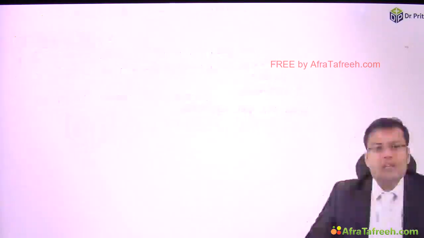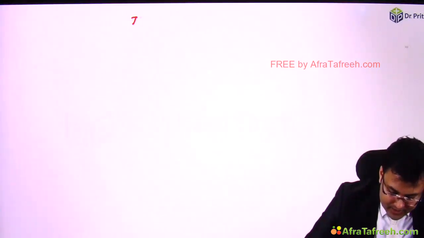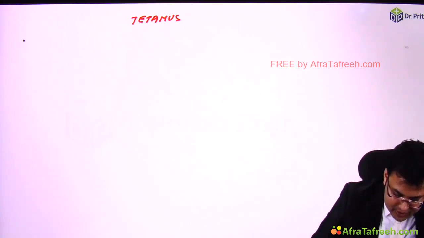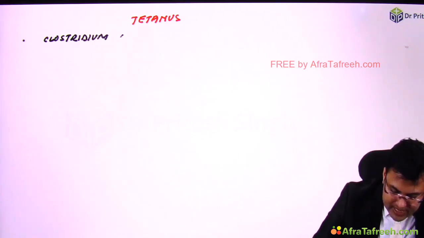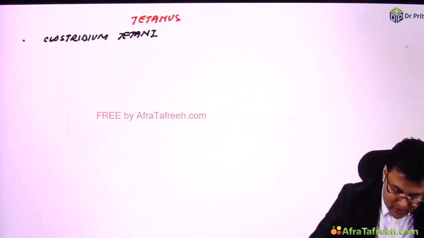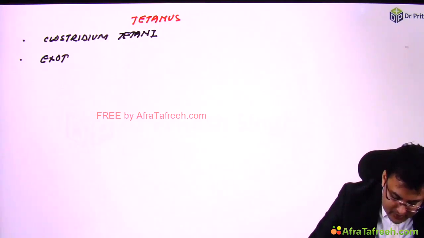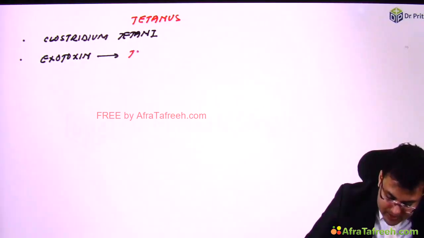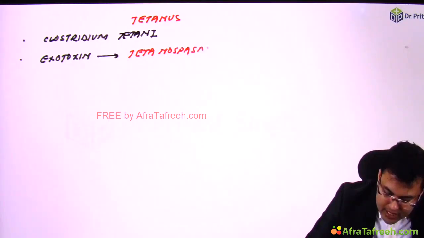Now we are going to discuss tetanus, and you must be knowing that tetanus is caused by the organism Clostridium tetani. Now in Clostridium tetani, there is an exotoxin. What's the name of this exotoxin? This exotoxin is tetanospasmin. Now see how it works.